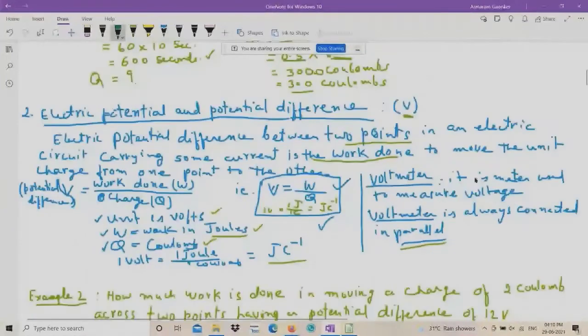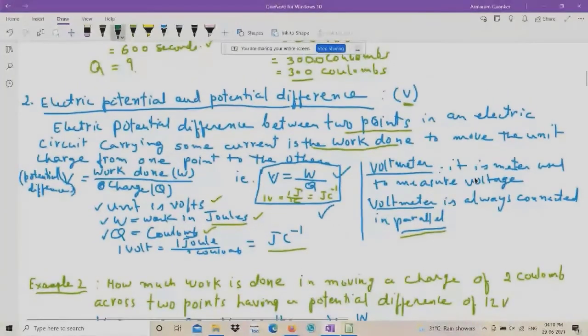The second subtopic is also very easy. Nothing much is there. It tells you about electric potential or potential difference, and it is written as V.